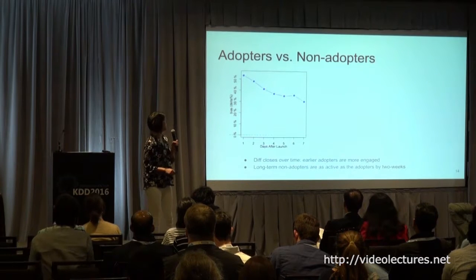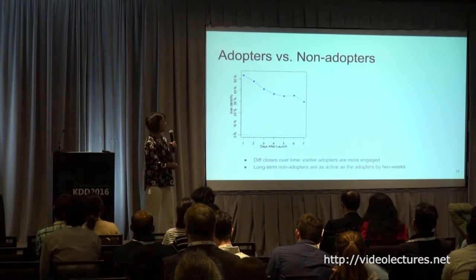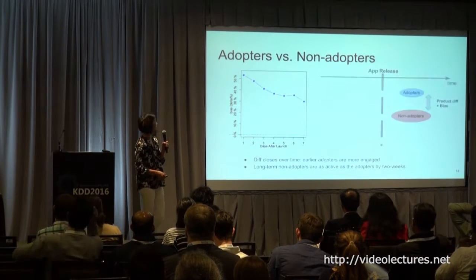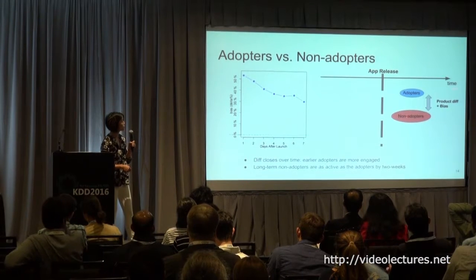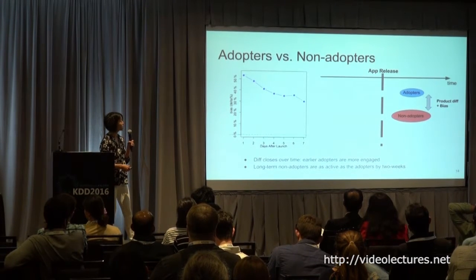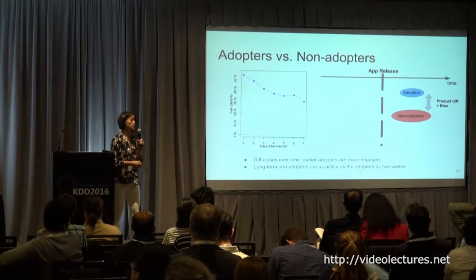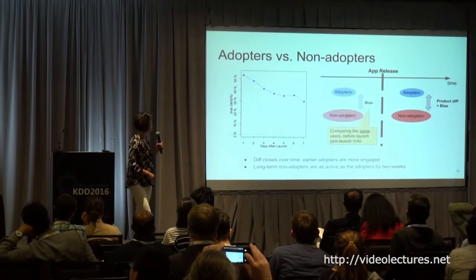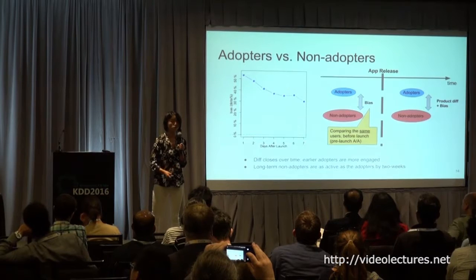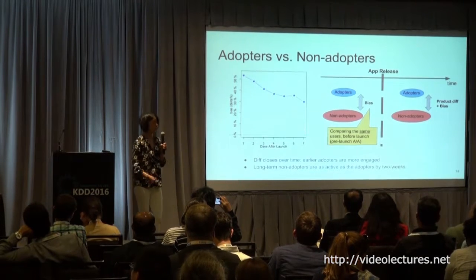So just so we are all clear on how we compute the bias, we take the adopters and the non-adopters after the app release and compare those same groups of users before the app release. So this is what's called a pre-launch comparison.